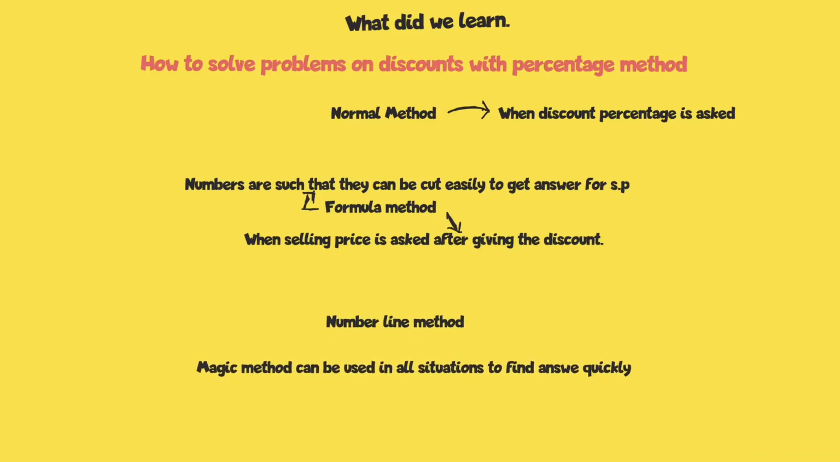And the number line method is a magical method that can be used to find out answers in many situations. So you'll have to think when to use which method. And the number line method is ideally suited to find out percentage discount or the percentage of selling price, which is mark price. So know when to use which method, because that is a key here. When you want to go for value, formula method. When you want to go for percentage, go for a normal method or a number line method. Number line method is just a quicker version of your normal method.